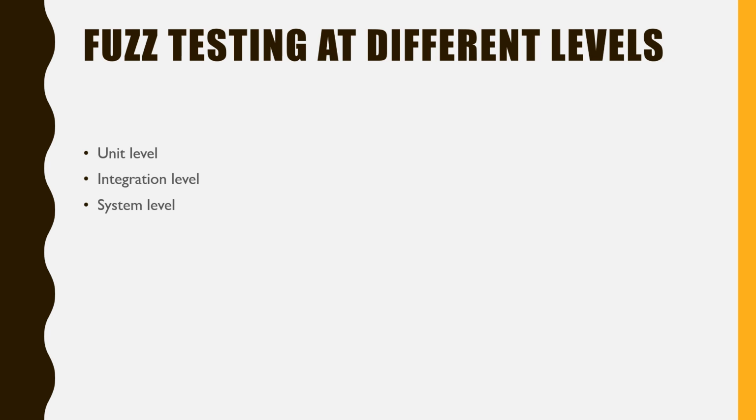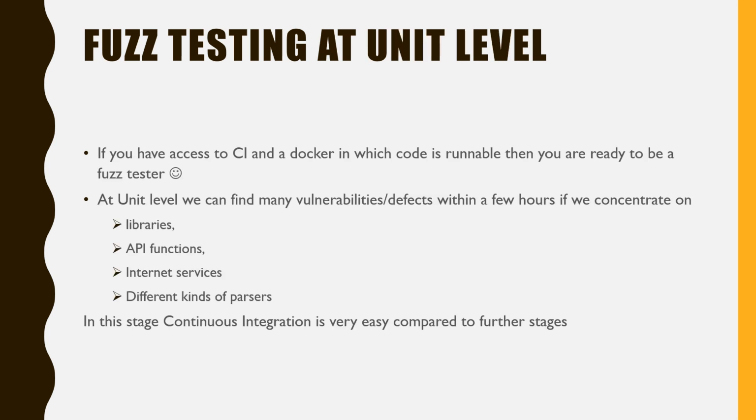So fuzz testing can be done at different levels, as we said in the beginning of the video, during development and after development also. That means we can do it at any time of the development: at unit level, integration level, and system level also. As a fuzz tester, the initial step is unit level testing. That means if you know about continuous integration activities and you know how to run the code, then that is the initial step.